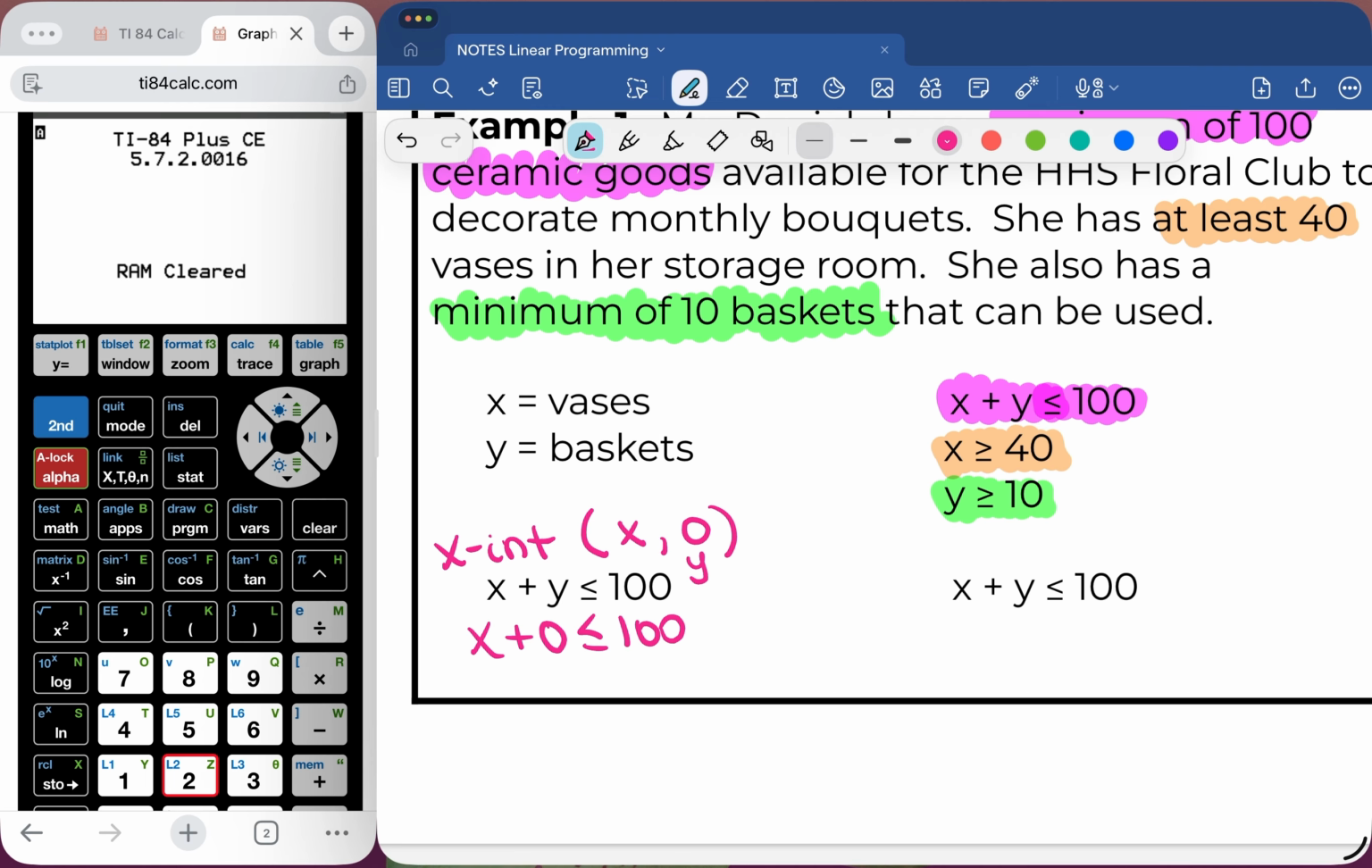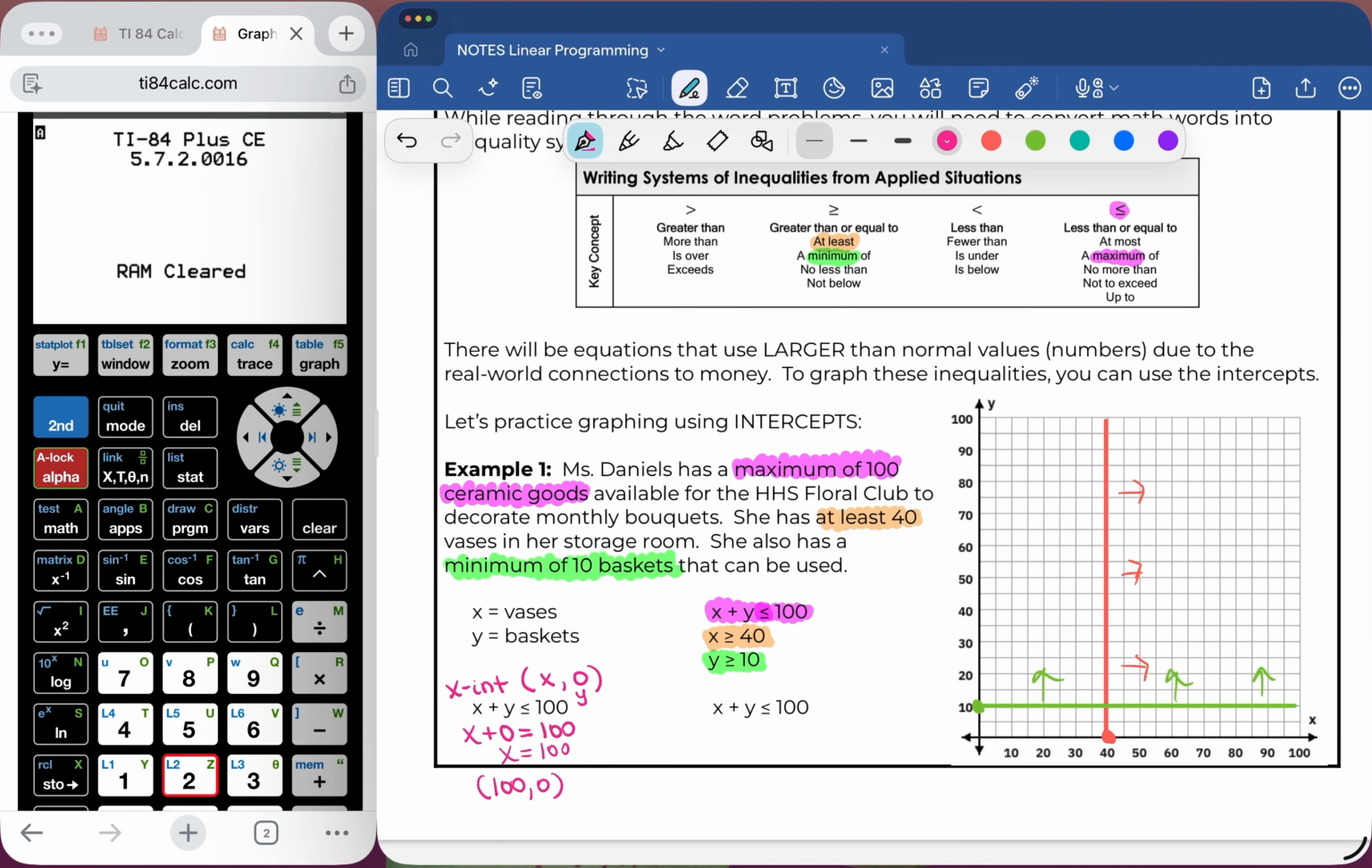And instead of keeping it as less than or equal to, we're going to temporarily change it to an equals. Not that we're taking away from the inequality, but right now we're just solving for one value. I just want to know that one value that x is going to be when the y is 0. And so when we solve for x, that x would end up equaling 100. So that means we have an x-intercept at 100 and 0. So let's go ahead and go to our x-axis and plot our x-intercept at 100, 0.